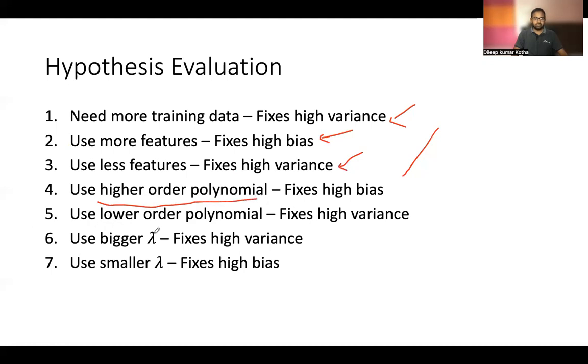In the same way, reducing the polynomial order will fix high variance. With a very high order polynomial, your curve might look like this. It will try to fit all the given data, but in cross-validation, it will do very badly. So to fix this high variance problem, reduce the order of the polynomial. Now, this is the regularization parameter. If you use a bigger regularization parameter, it will fix the high variance. And if you use a smaller regularization parameter, it will fix the high bias.